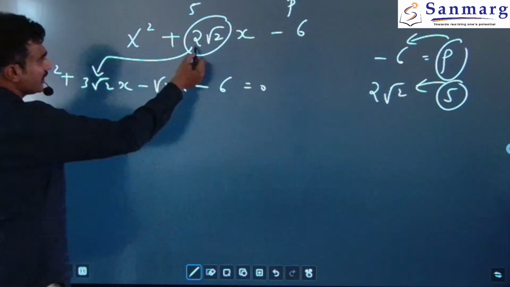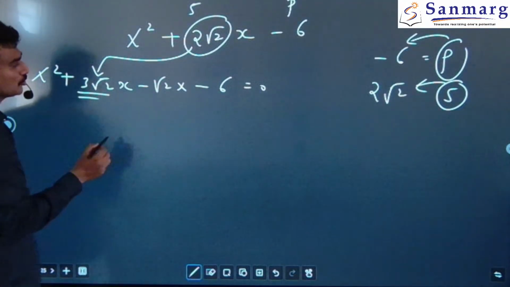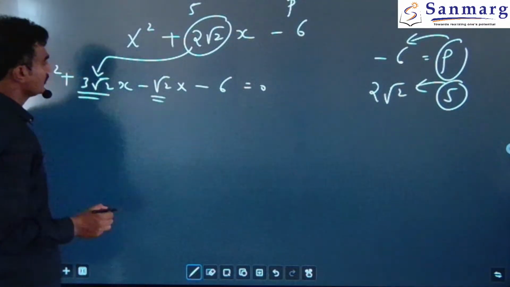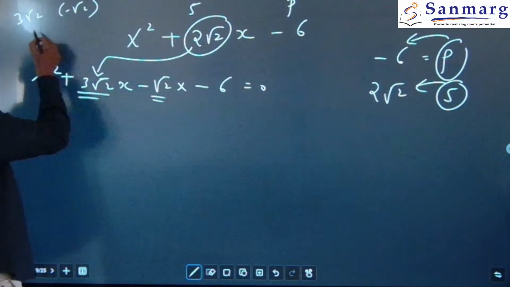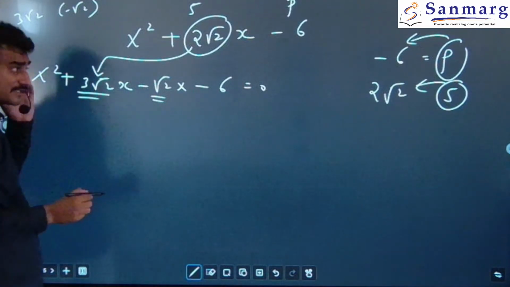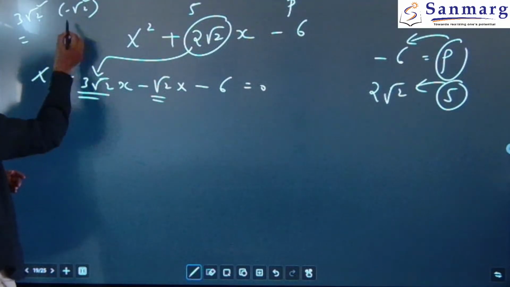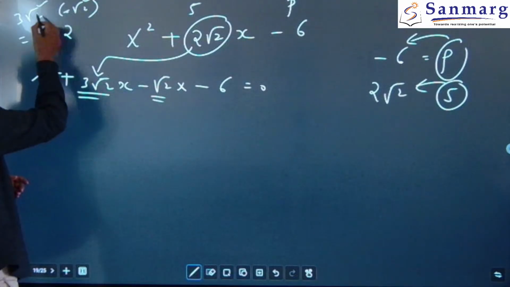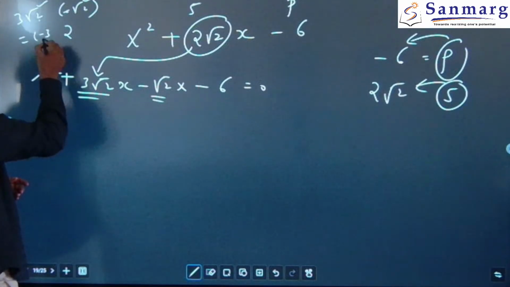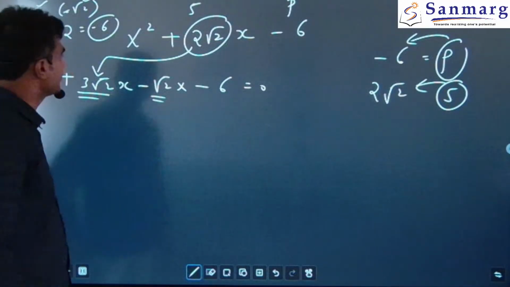So I have split the middle term 2 root 2 as 3 root 2 minus root 2, because if we multiply 3 root 2 and minus root 2, we will get the answer as minus 6. What is root 2 into root 2? Root 2 into root 2 is 2 and this minus symbol remains here. Minus 3 into 2, that will be minus 6.